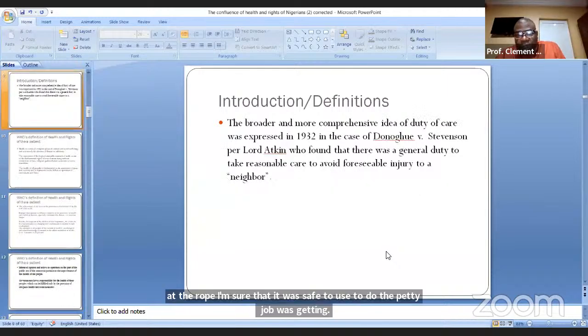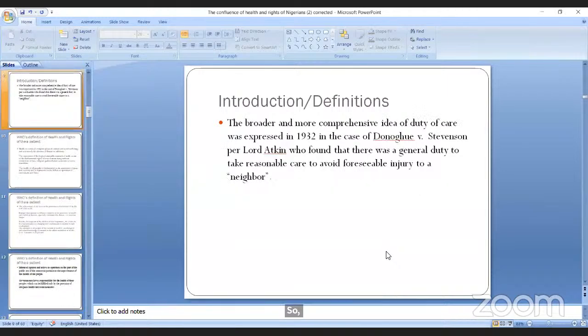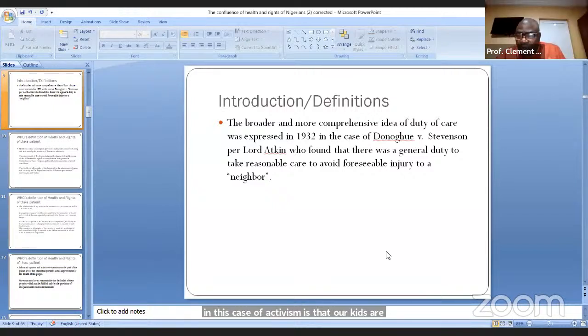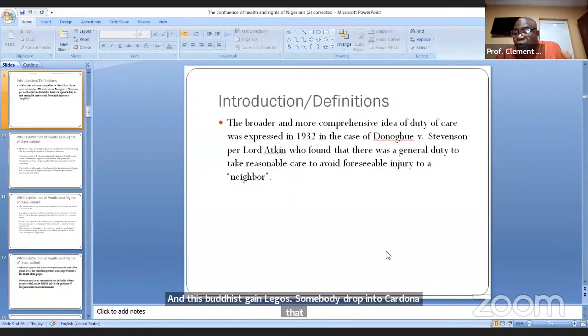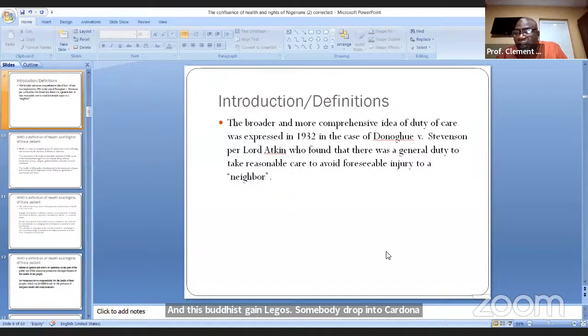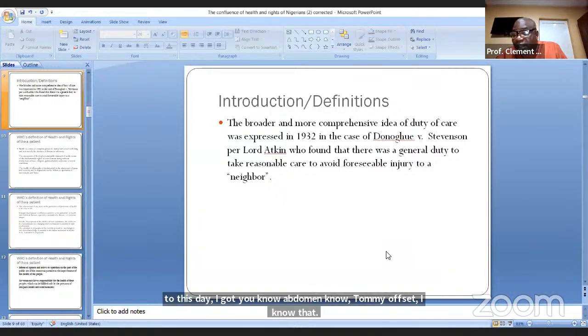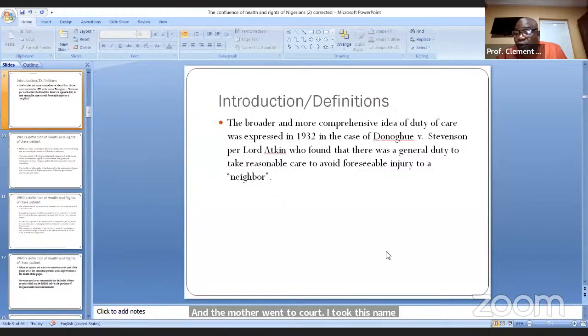So then, in this case of Donoghue and Stevenson, this other case of duty of care, we have somebody that produces ginger beer. Somebody took that beer in a different city. Let's say you produce beer in Lagos, somebody drank it in Kaduna. That beer had a piece of snail, a rotten snail. So the person took the beer and got a tummy upset and all that. And the matter went to court. That I took this beer that had a rotten piece of snail, and I had abdominal upset and all that.